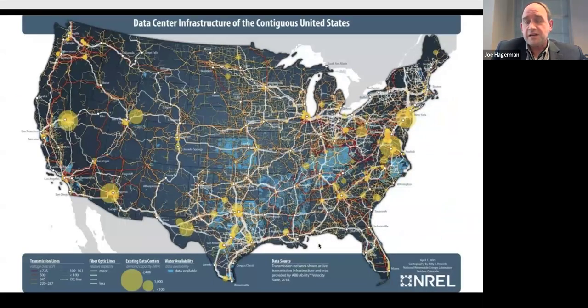So this is an NREL map. I think it was published last week. It's a really good map. It shows you, in the yellow sections there, the existing data center capacities in all the different locations.